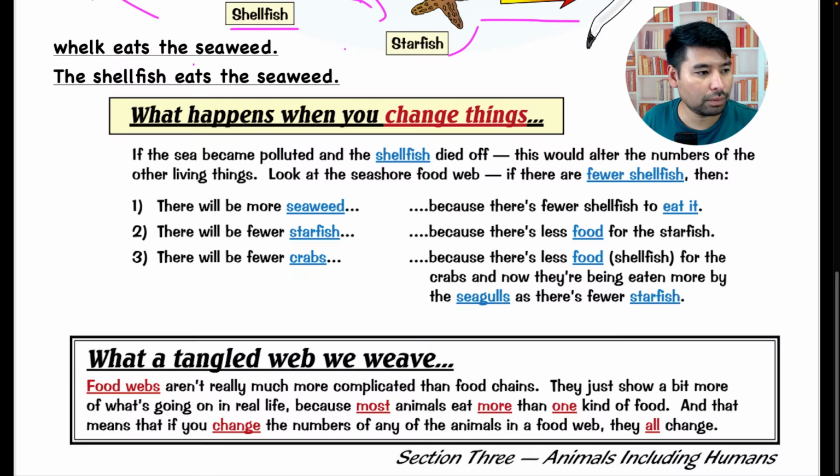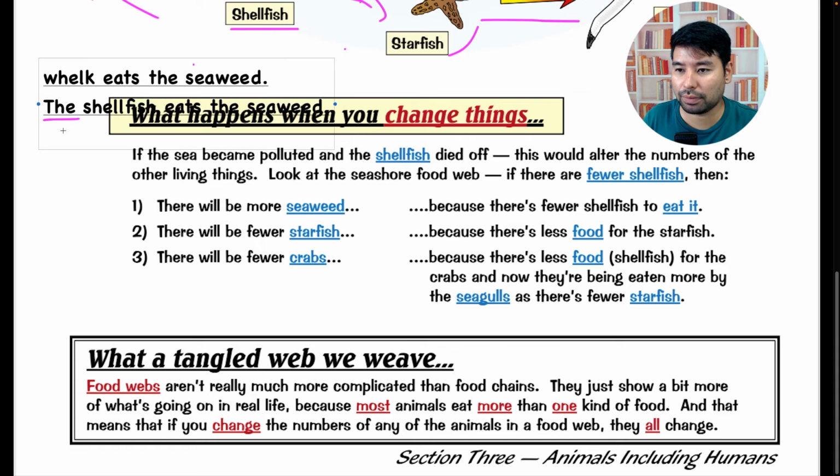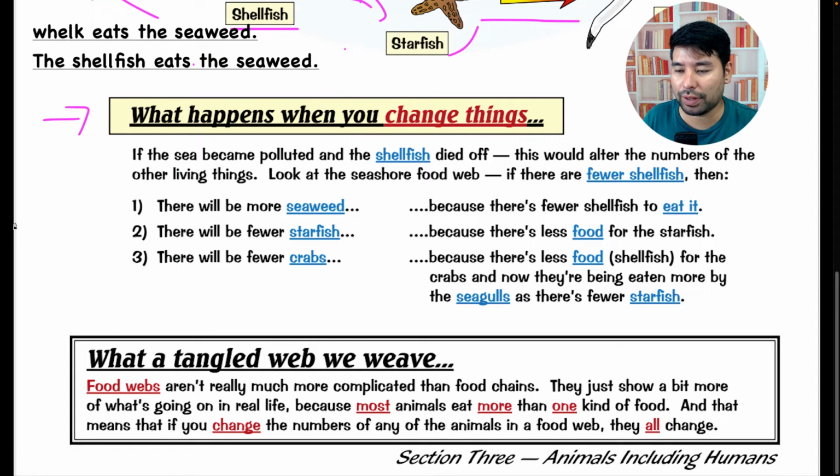So let's go. Okay, so coming back now, we have this part here. What happens when you change things? So do you understand that? Again, what happens when you change things? O que acontece quando a gente muda as coisas, quando a gente altera, né? Então, let's go. I'm gonna read here for you, okay? Some of the questions. If the sea becomes polluted and the shellfish died off, disappear, this would alter the numbers of the other living things.